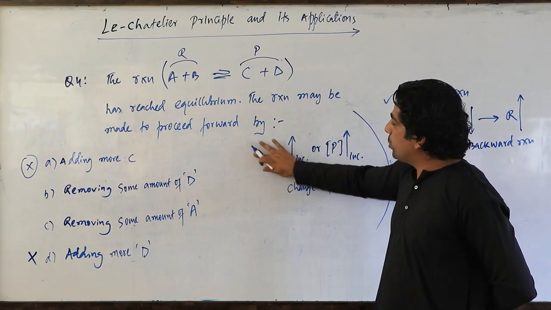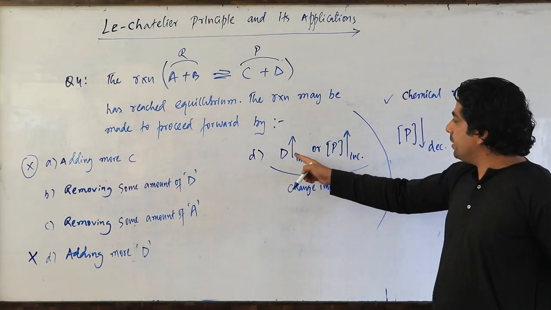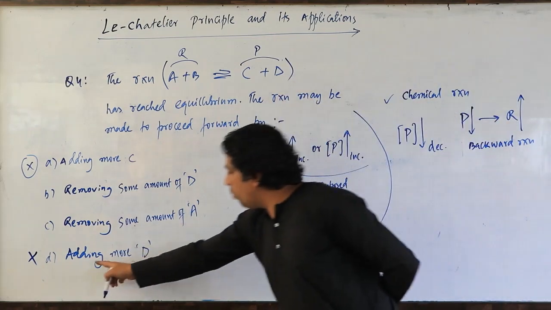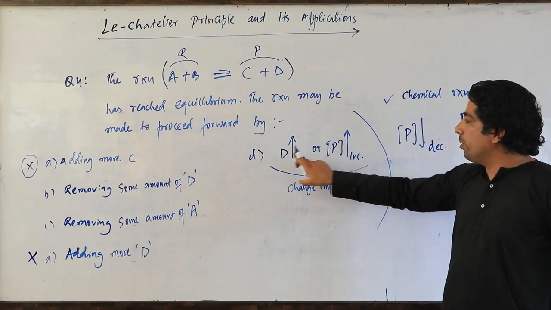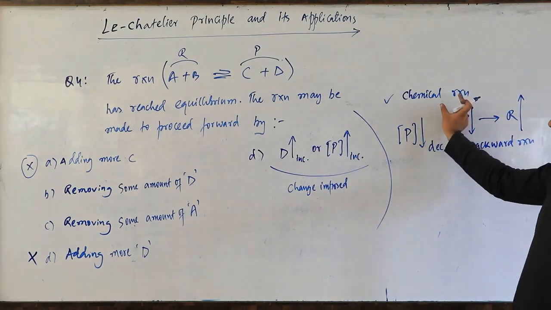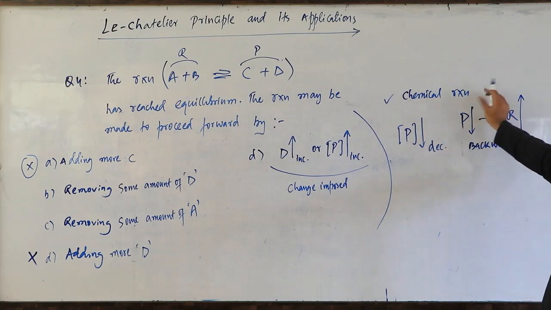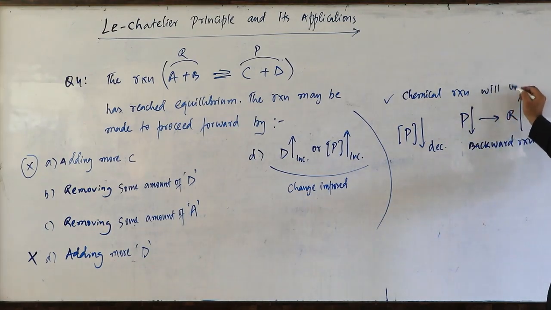And it's now which option? Let's take on the D option now here. So D is made to increase. So adding more D, that means you are increasing the molar concentration of the product. Who is your product? D. So this is a change imposed. And our chemical reaction, at equilibrium, will oppose the change. The chemical reaction will oppose the change.